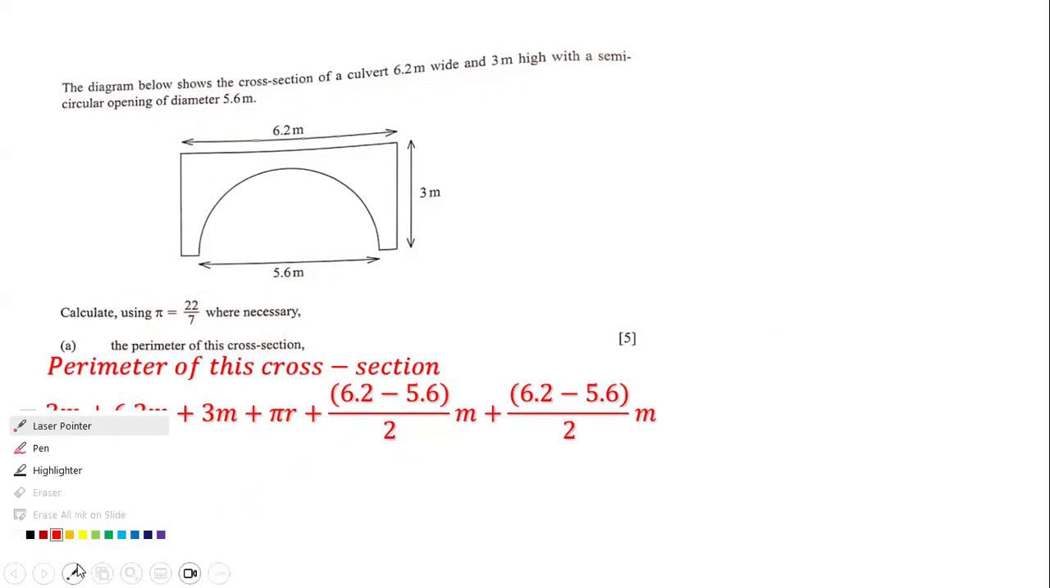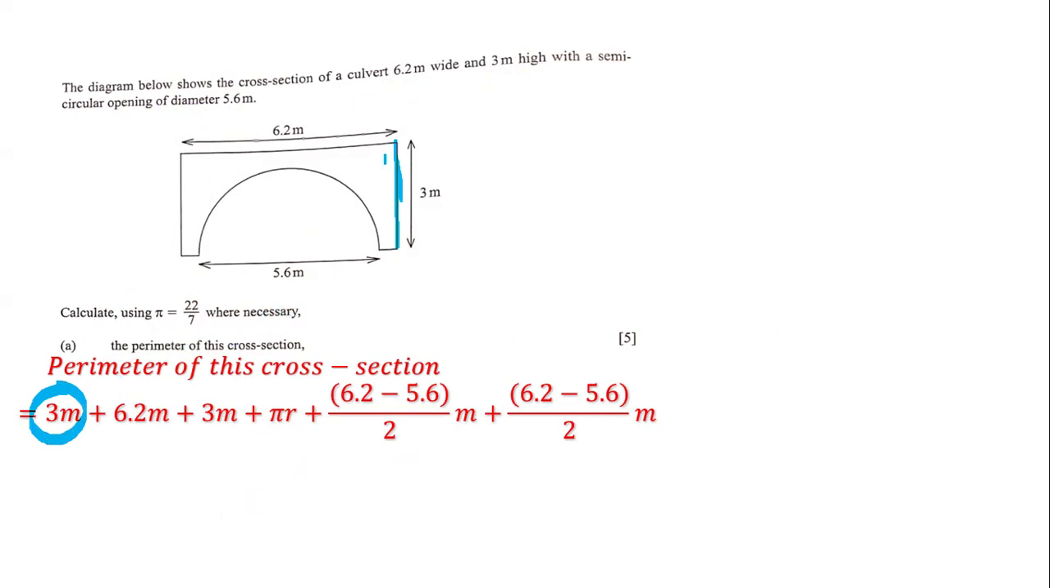Now, how did we get this? Well, the first thing is the perimeter is the distance around the shape. Notice that this is 3 meters, so we account for this one right there. That's why we have 3 meters right here. Also, this is 6.2 meters, so that's why we have 6.2 meters right here.